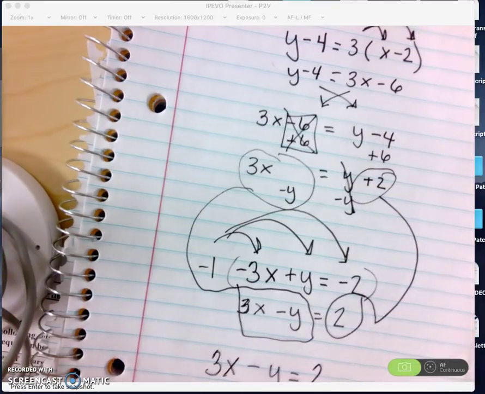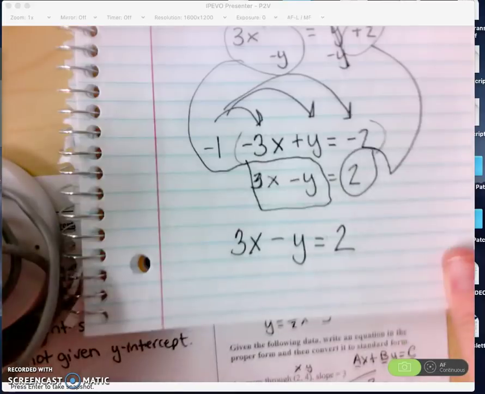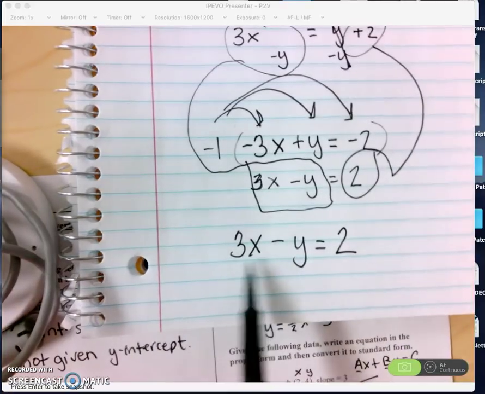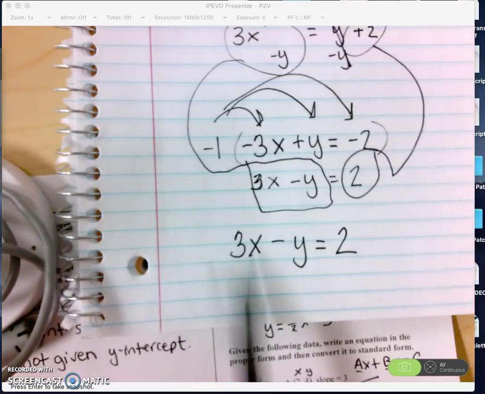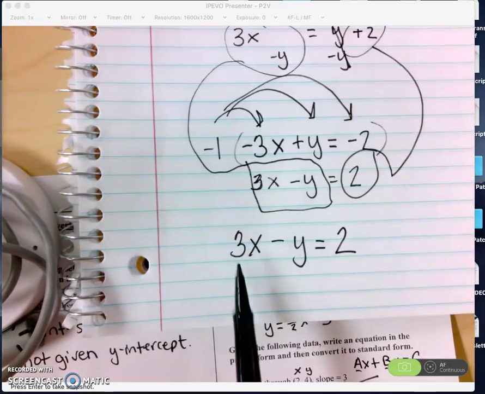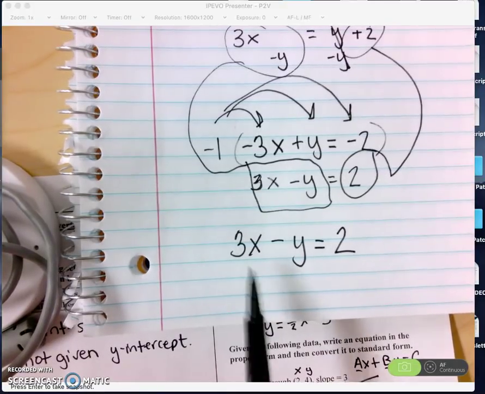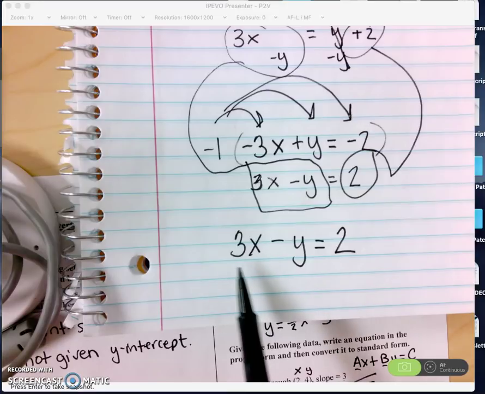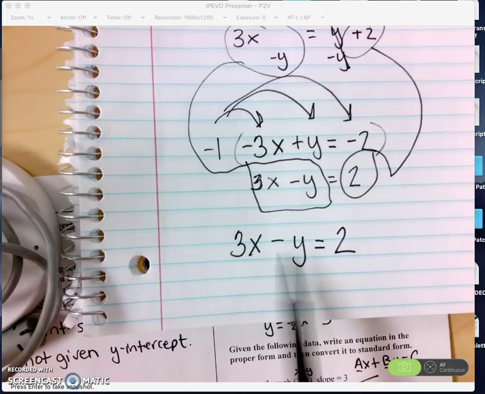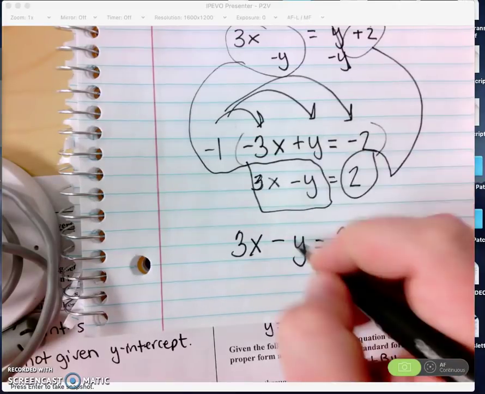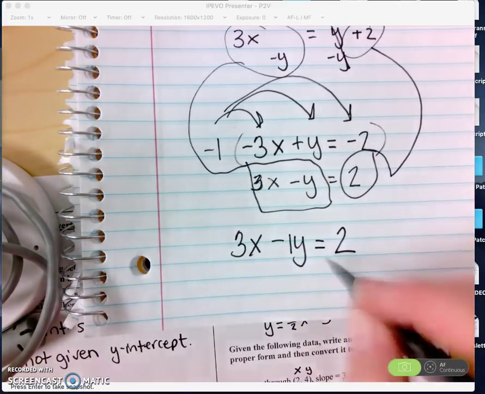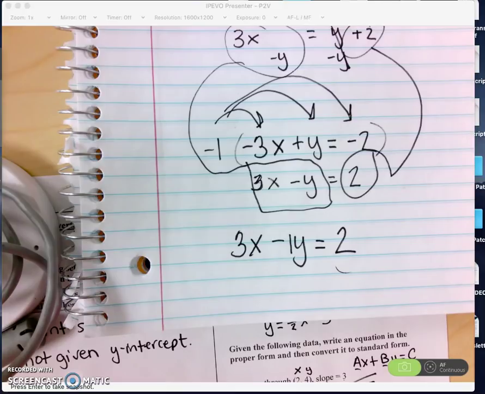I can double check my work. My coefficient on my x is a whole number and it's positive. So 3 is a whole number and positive. We're good there. And it's in that form, 3x minus y, or a number times x plus or minus a number times y, where this number could be written as 1, equals another number or constant. That's my standard form.